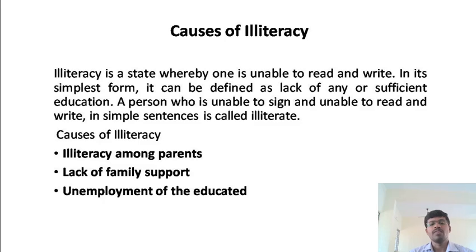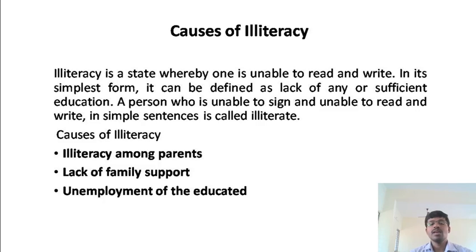Illiteracy is a state whereby one is unable to read and write. It is just the opposite of literacy. In its simple form, it can be defined as lack of any or sufficient education. A person who is unable to sign and unable to read and write simple sentences is called illiterate. A literate person has the ability to read, write and understand something written in any Indian language. An illiterate person is unable to do so due to many reasons. Then what are the reasons behind this tendency in the population?